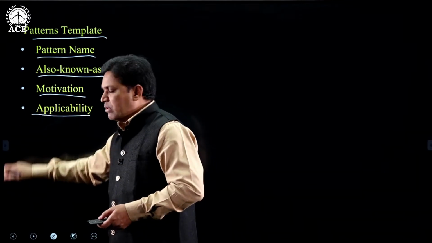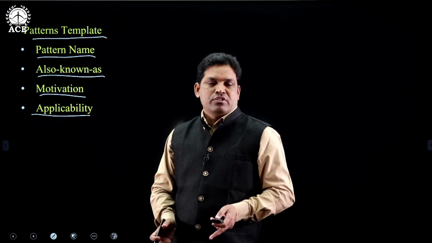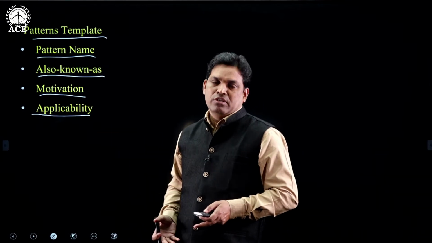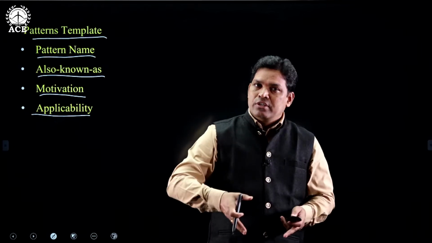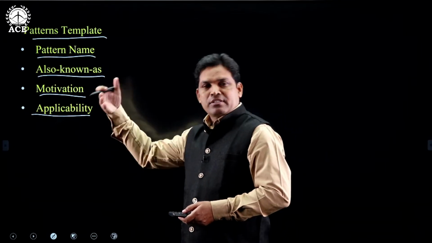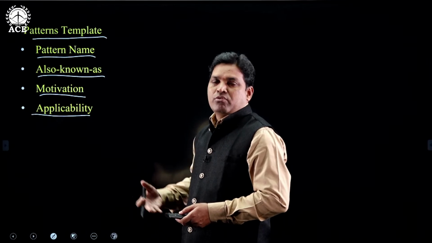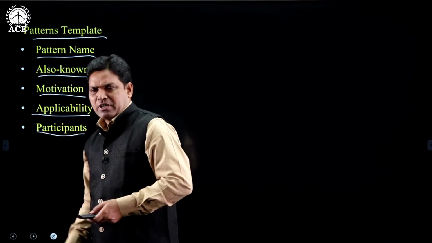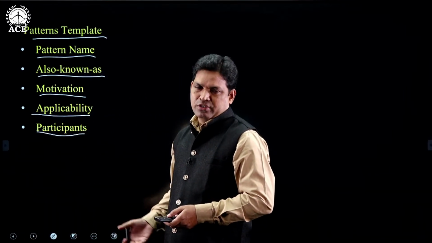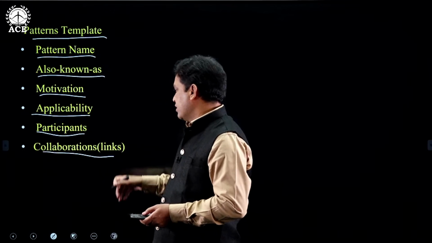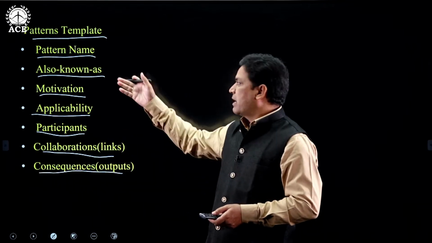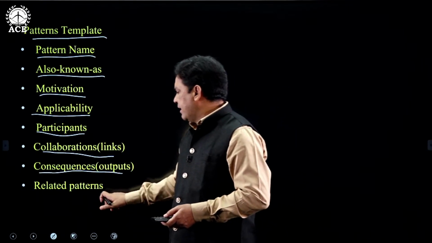And applicability: where exactly are you going to apply? If you want to design a software system, patterns are required. If you want to implement a software system, you use patterns. If you want to use already existing components from existing applications in your proposed application, that is applicability. You apply it in the design phase and in the implementation of your application. And participants: who are the various participants? Developers, users, all these people. Collaborations, links: what are the collaborations among them? Consequences: if you use the pattern, what's the output? And related patterns.